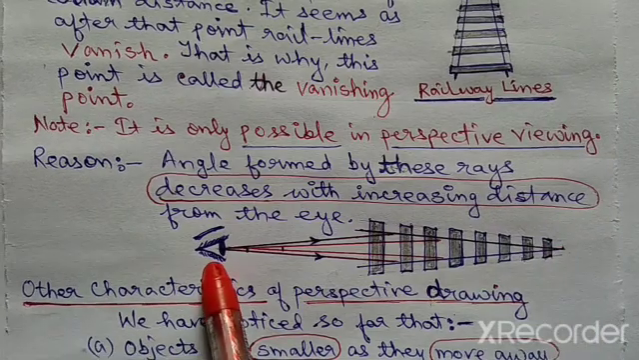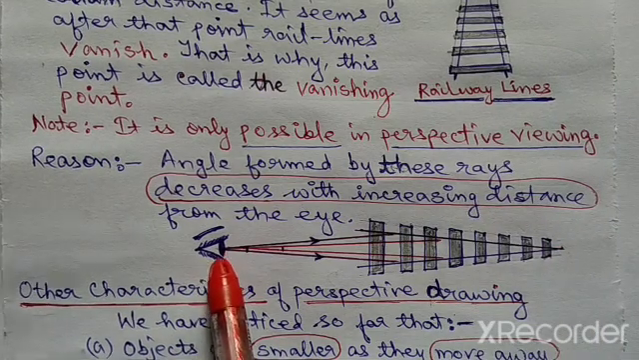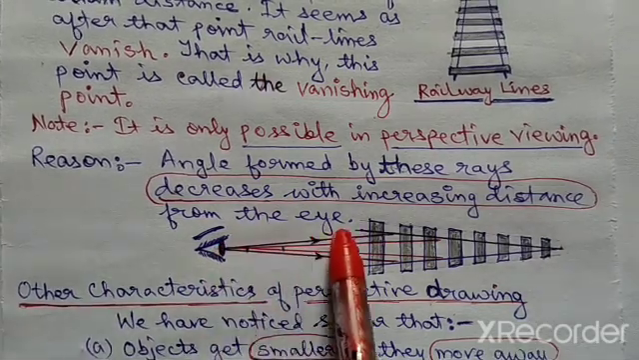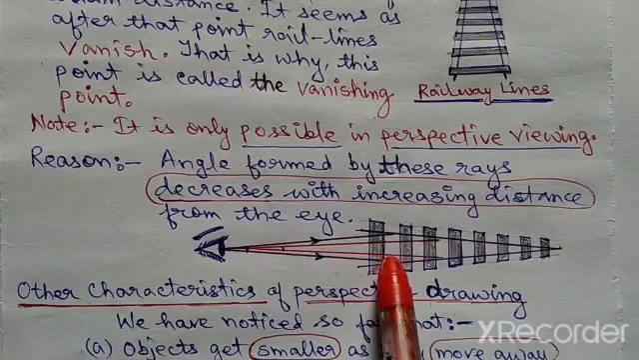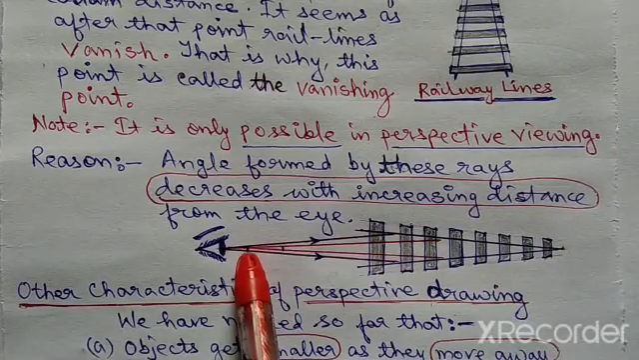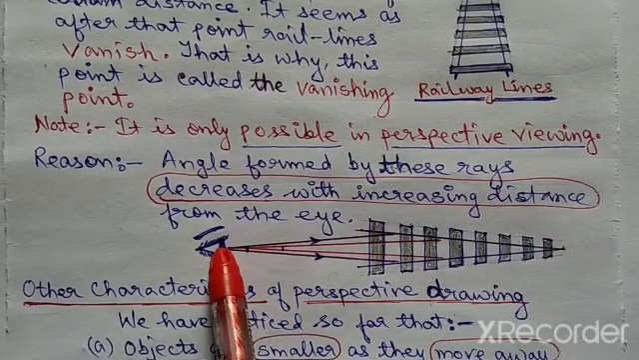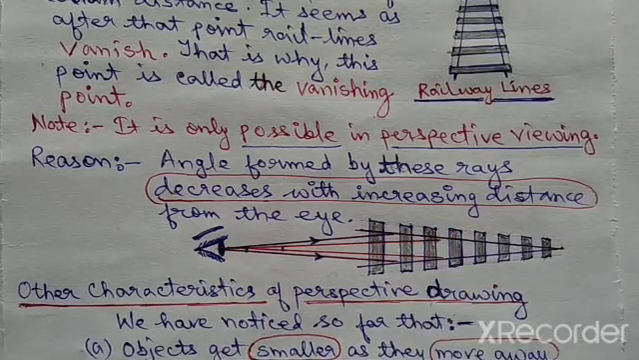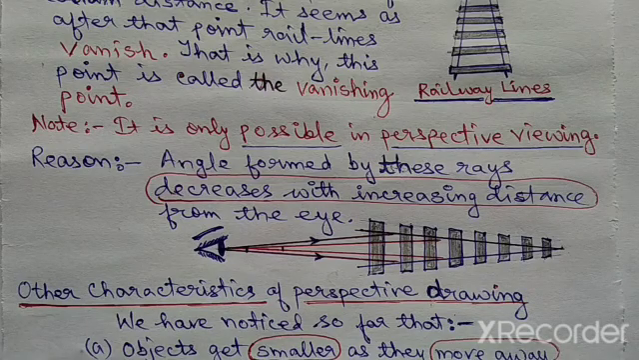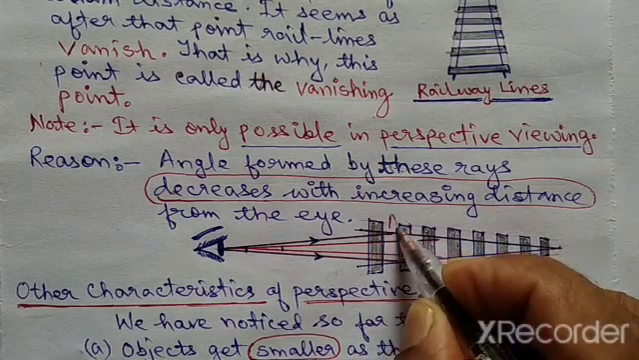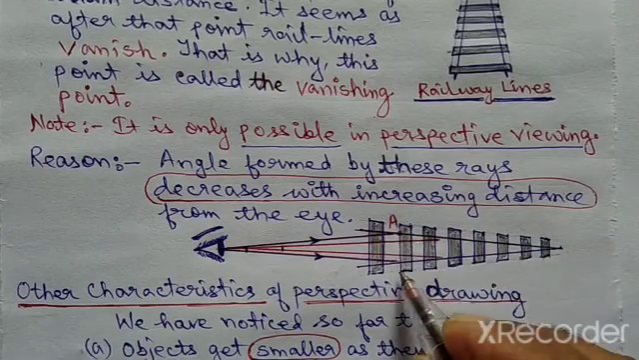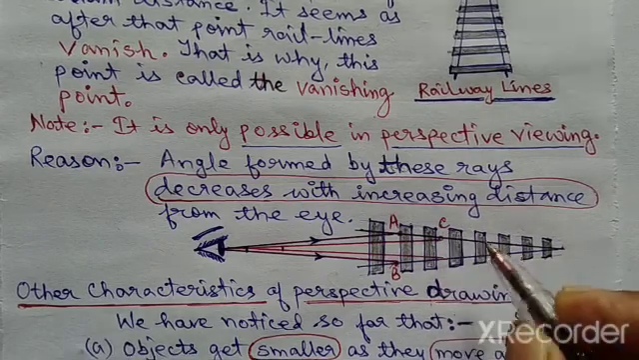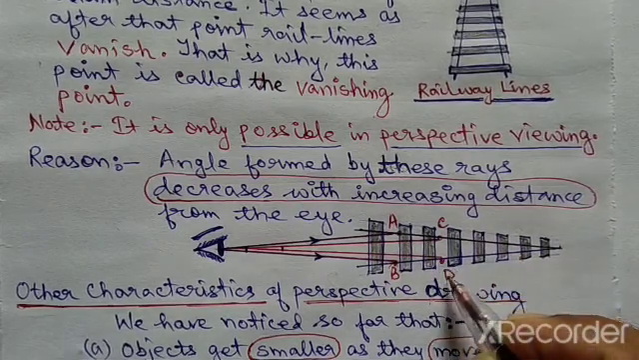Now if this is the eye point, or you can say a station point or camera point, you are seeing from here. Suppose this ray strikes at this point. So this is the angle, the first angle. Now again, another ray which strikes a little bit farther, suppose at this point. Let me show you with the help of points. Suppose this is the first point A, this one is B, this one is C, and this one is D.